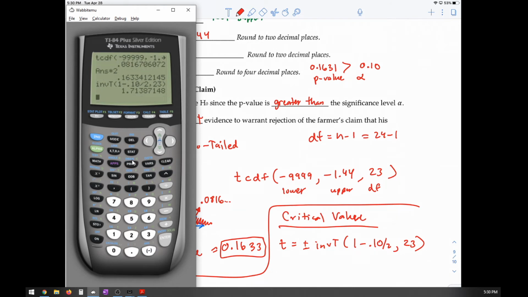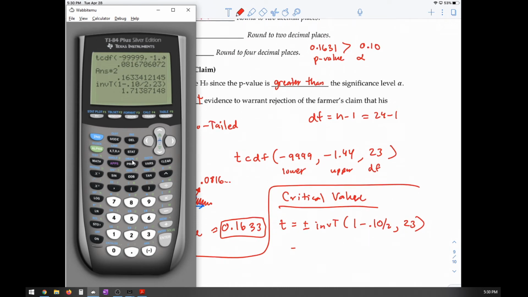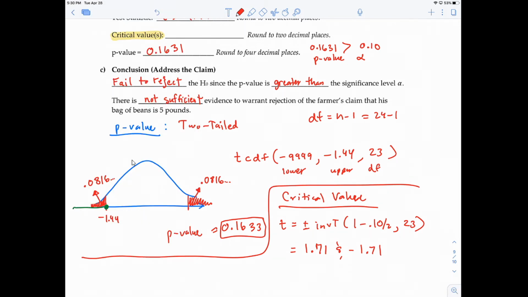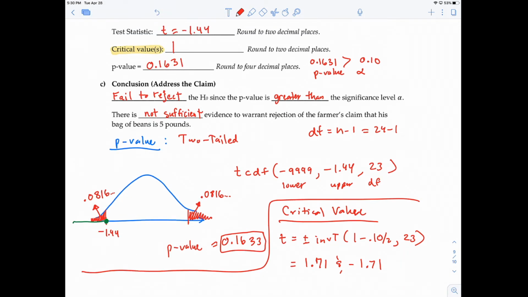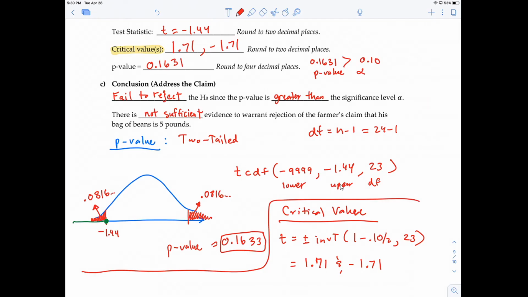So got to be careful. The critical value, there's two of them. There's the positive one, 1.71, and the negative one, negative 1.71. So there are two critical values for a two-tailed test, positive 1.71 and negative 1.71, right? That's what this plus or minus is telling you. There's a positive one and a negative one.